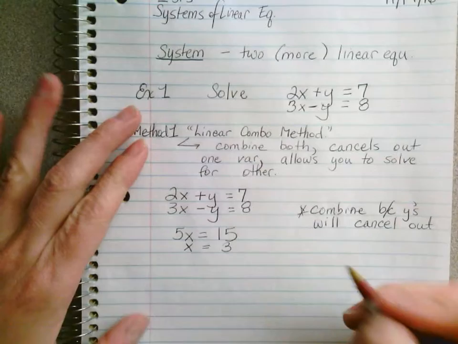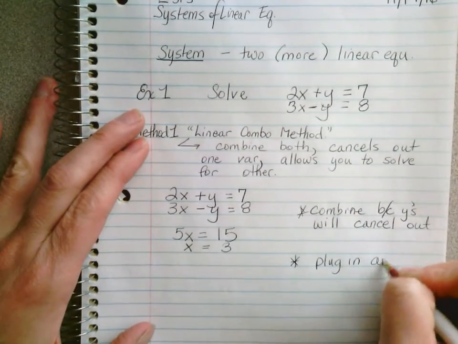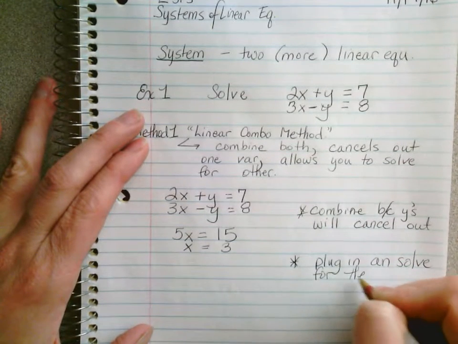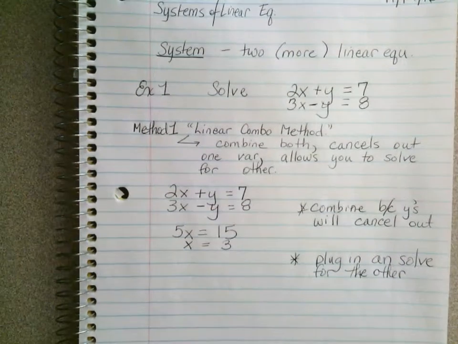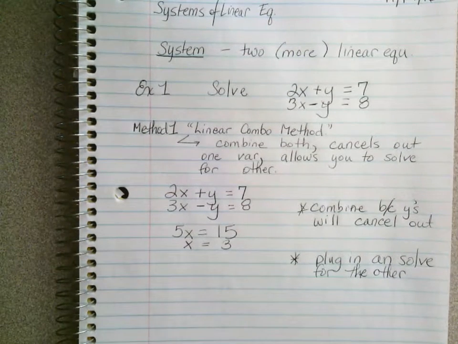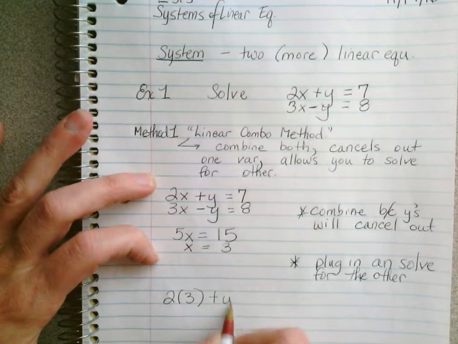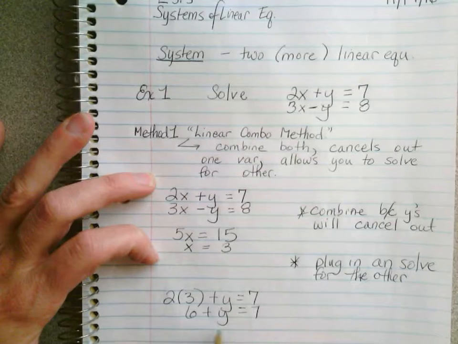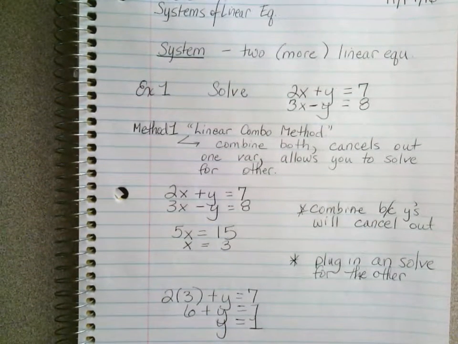Now that I have x, plug in and solve for the other. It doesn't matter which one you plug into. Either one will give you the right answer. So 2 times 3 plus y is 7. 6 plus y is 7. So it looks like y has to equal 1. Would you agree?